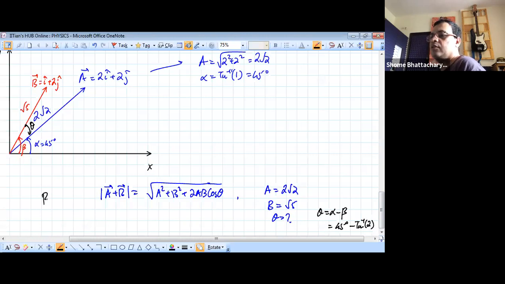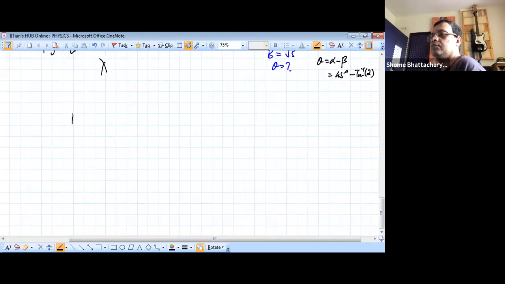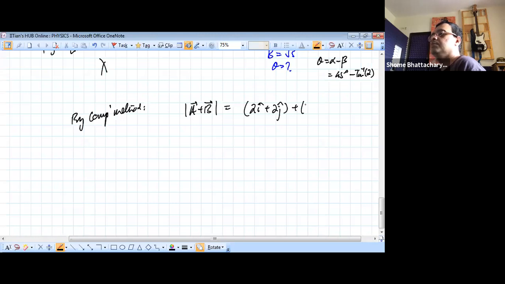So this is by triangle law. And because this becomes so lengthy, we'll avoid this method. We'll simply calculate it by component method. So next, by component method. So the mod of A plus B, first calculate A plus B. A was 2 I cap plus 2 J cap, plus B was I cap plus 2 J cap. First find this vector, then find its mod. 3 I cap plus 4 J cap.